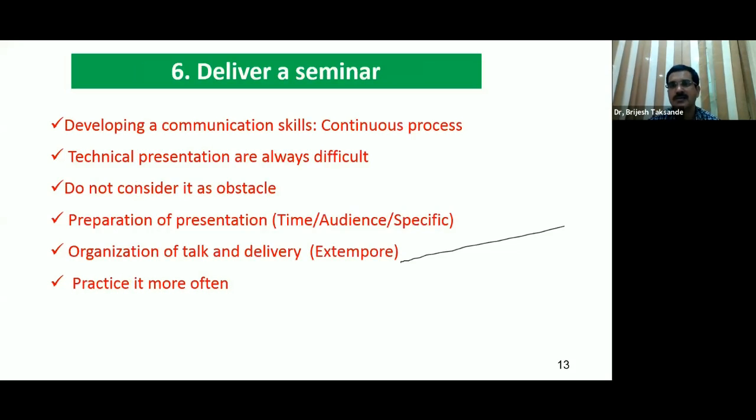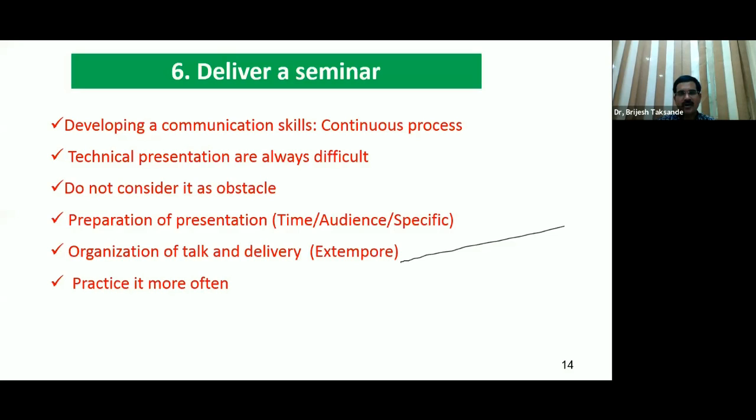So after planning, perfect planning, you have to deliver a seminar. This is a mandatory requirement at SKP College of Pharmacy, CAMT, that before finalization of your synopsis, you need to deliver a seminar. So don't take it as an obstacle. This is a challenge. Accept it.